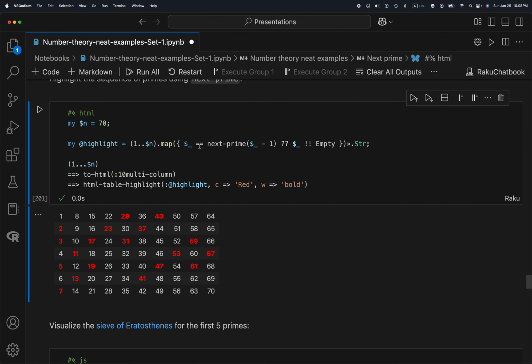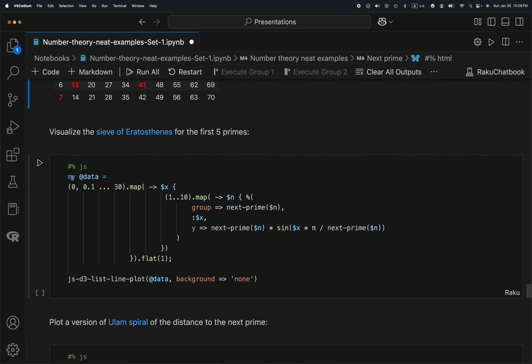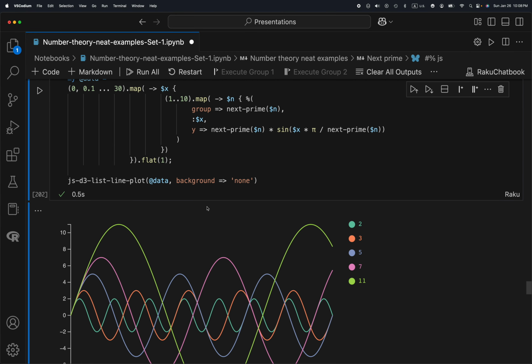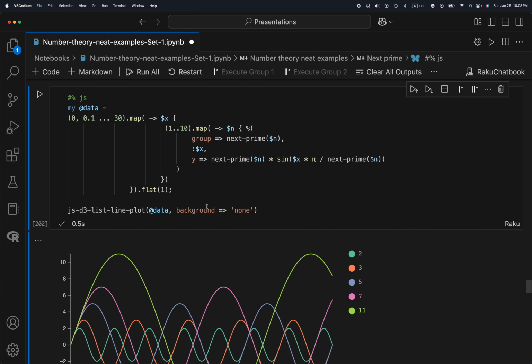So here let's do a few tabulations like this. Instead of using is prime, I'm basically showing what the relationship is. Here I have generated these numbers from 1 to 70, and I make the following check. If the number is equal to the next prime applied to the number before it, then this number is prime. So this is what is happening here. We can visualize the sieve of Eratosthenes using next prime. That's actually a very neat example.